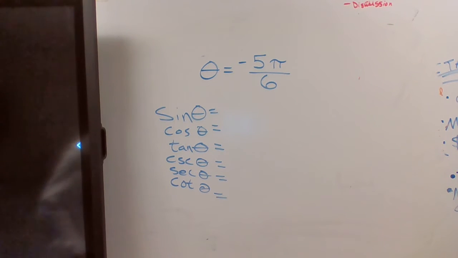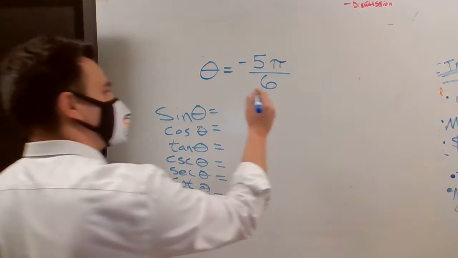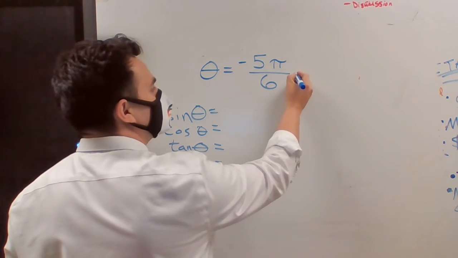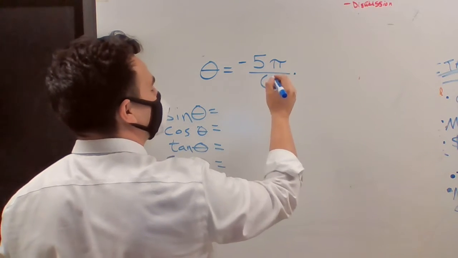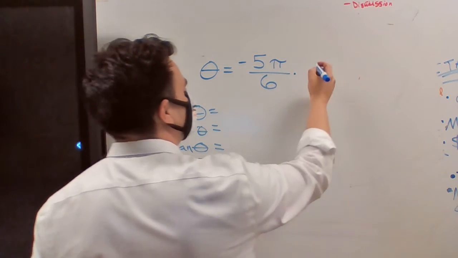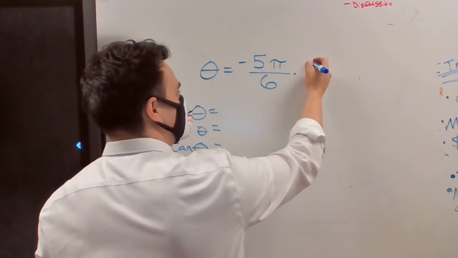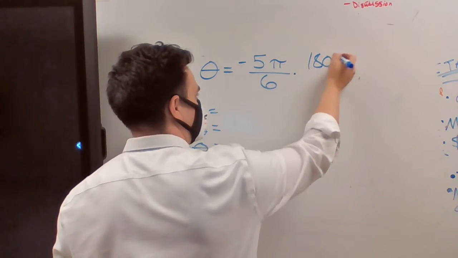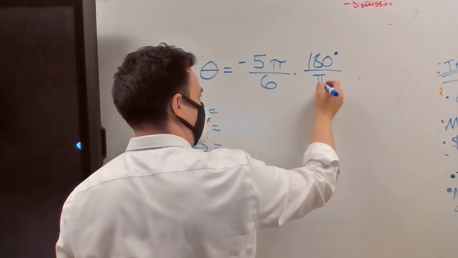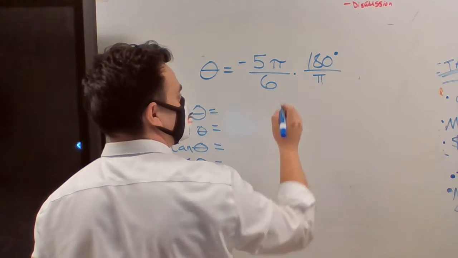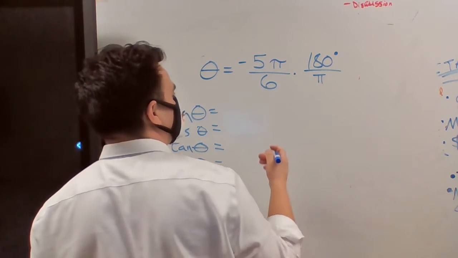Sine of theta. Well, first off, what does this even look like, right? Let's convert this into degrees, which might help us visualize it. So we'll multiply by 180 over pi. The pi's will cancel. 180 divided by 6 is 30.